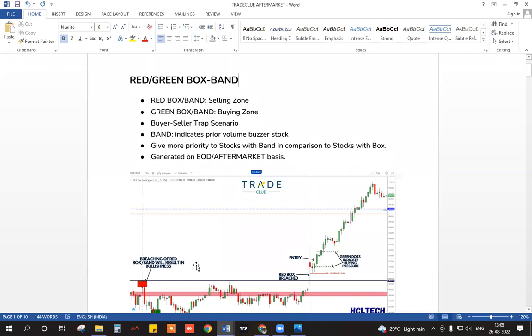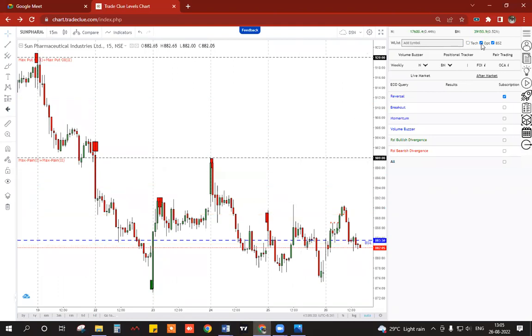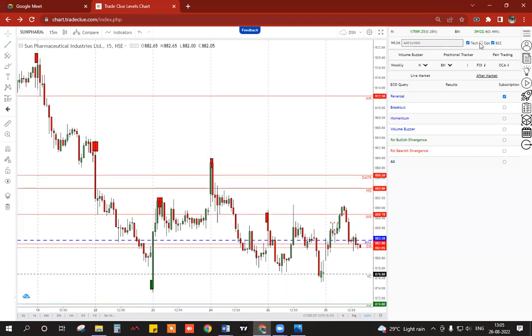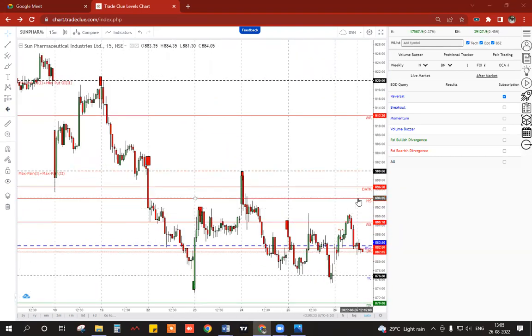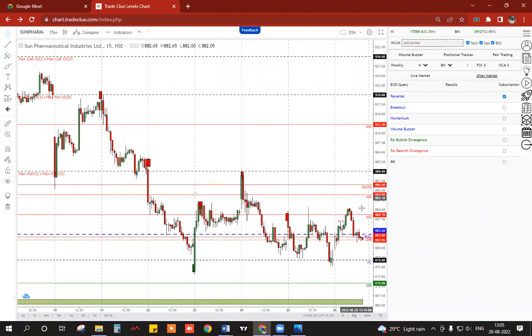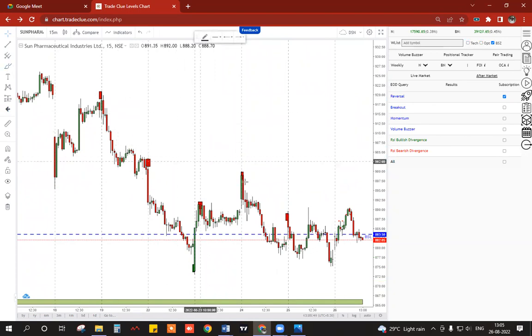As you know, we have been seeing red boxes, green bands, red bands, and all those structures on the TradeClue chart. Even if I minimize or hide all these technical and options levels, which are basically supports and resistances, not as per pivots but as per basic OI calculations, we are left with boxes and bands on the chart. These are green bands, and these are boxes.